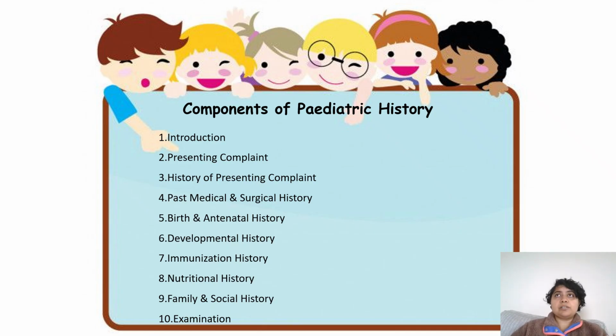The other parts which are very pediatric specific are your BIDRS: B for birth and antenatal history, I for the immunization history, D for the developmental history, R for the red book, which says the growth and nutrition history, and S for the social and safeguarding history. These are the five things that are very pediatric specific, and followed by your examination.